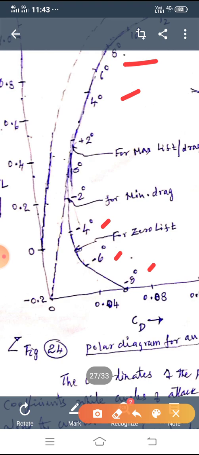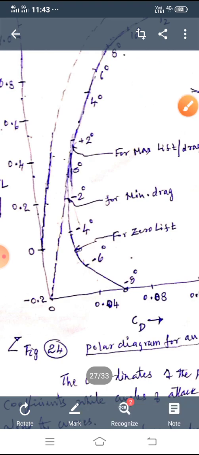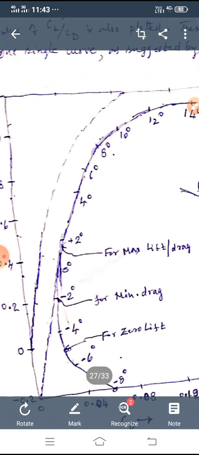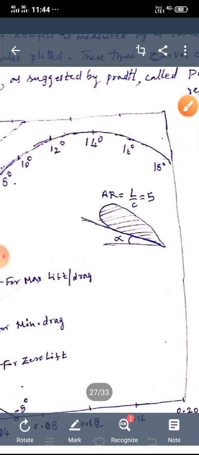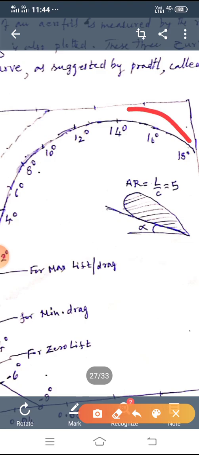As shown, the coordinates of this polar diagram are CL and CD, and angle of attack along the curve itself. Now we can draw the theoretical parabola. This dotted line shows the theoretical parabola. Both are streamlined up to a certain value, and then, as we know, because of the separation of flow, coefficient of lift decreases. That is also shown here. After a particular value, the CL value decreases. Both theoretical and practical curves resemble each other because they are streamlined.